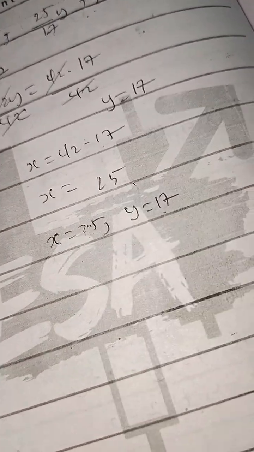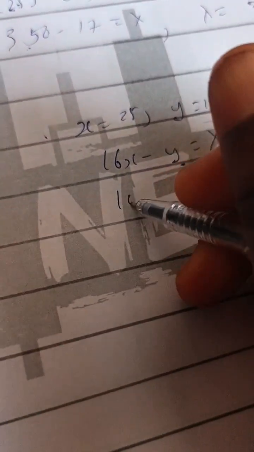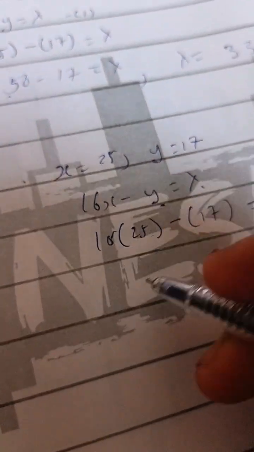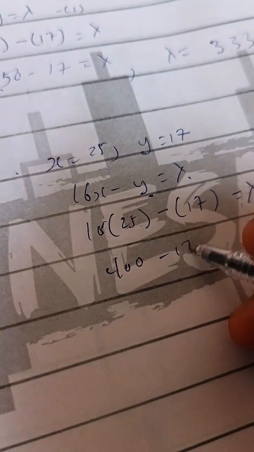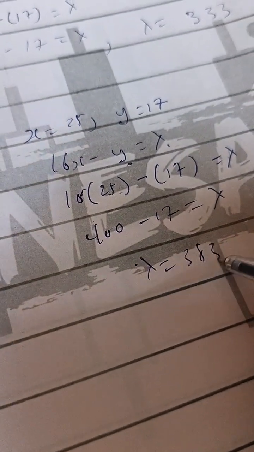And finally, we solve for lambda. When x is equal to 25 and y is equal to 17, we use our equation 1, that was 16x minus y is equal to lambda. We substitute our values for x and y, and we solve for lambda. That's going to be 16 times 25 minus 17 is equal to lambda. 16 times 25, that's 400, and minus 17, that's 383. So lambda is equal to 383.